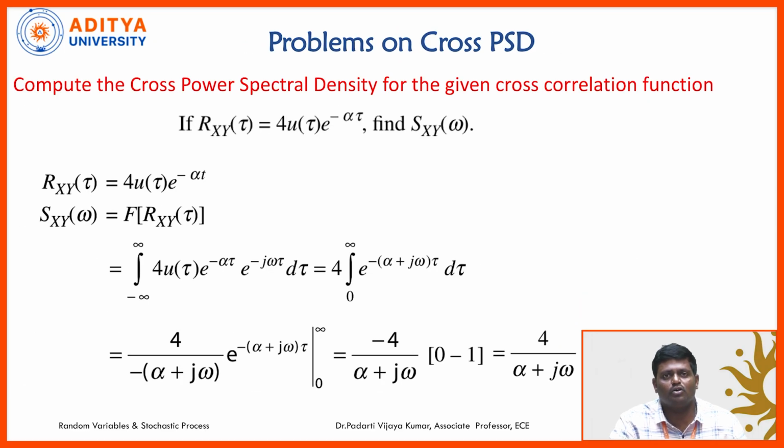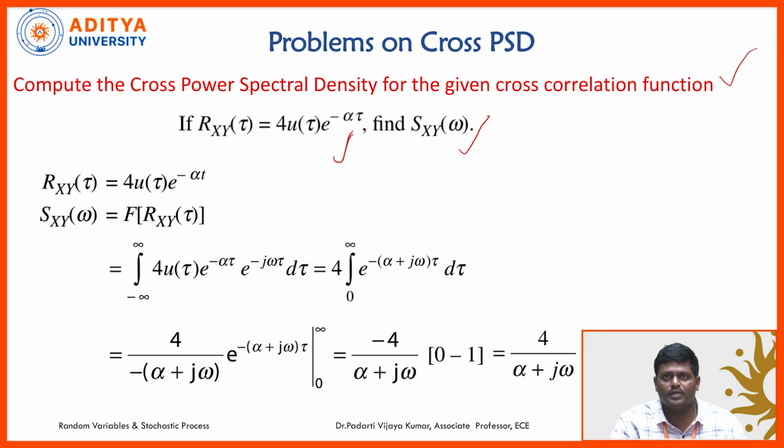So let us apply the concepts of the definitions of cross power spectral density and the properties of cross power spectral density in solving practical problems. Here one problem is given. Compute the cross power spectral density for a given cross correlation. So a cross correlation function is given to us, and we are asked to compute the power spectral density.